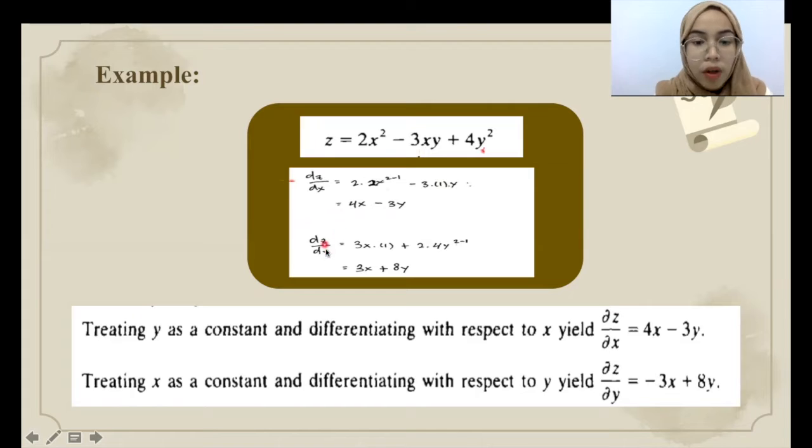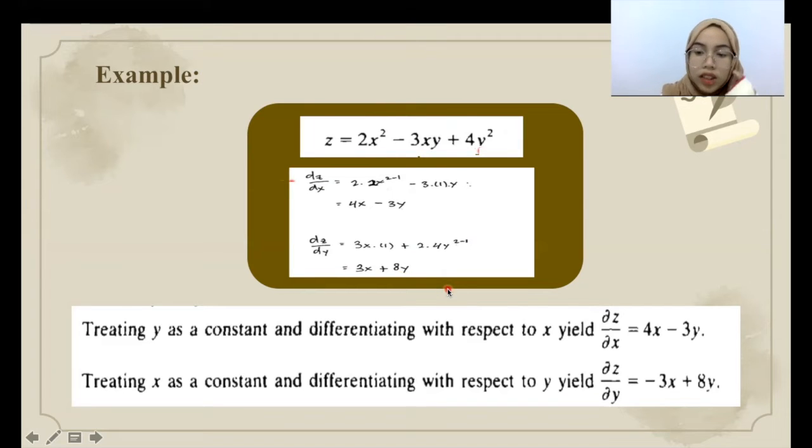And now we are looking for the partial of z with respect to y. Remember, if we are looking with respect to y, we have to treat x as a constant. So we just hop into the minus 3xy. I'm sorry, I made a little mistake here. I forgot to add the minus. The derivative of minus 3xy is minus 3x times 1, and the derivative of 4y^2 is 2 times 4y^(2-1). So the answer is minus 3x plus 8y.